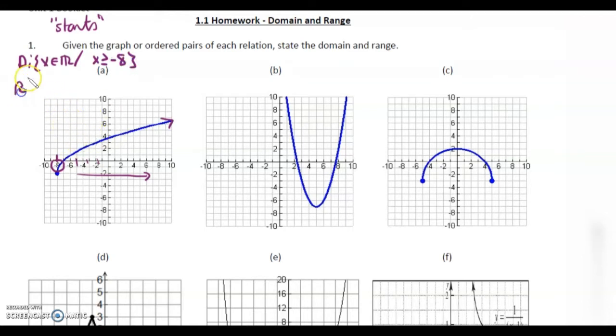Okay, now the range. Same idea. The y value, so remember this is the x-axis, this is the y-axis. The y value starts at this -2, right? So this is like our starting point, and then our graph goes up. So y is an element of the real number system such that y is greater than or equal to -2.